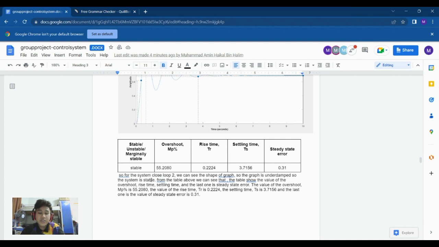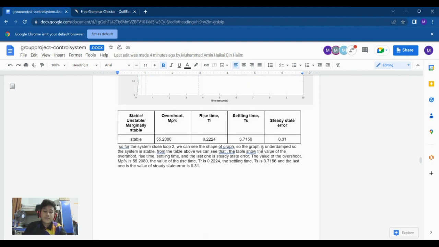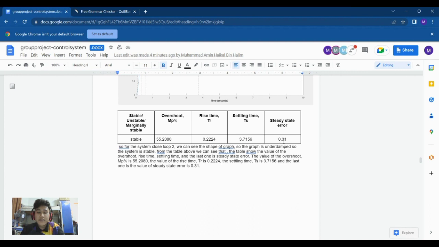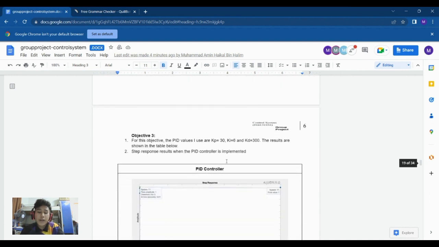The value of the overshoot is 25.2080. The value of the rise time is 0.2224. The settling time is 3.7156, and the last one, the value of steady state error, is 0.31. How to get steady state error? Because 1 minus the final value 0.69, so that we can get 0.31.